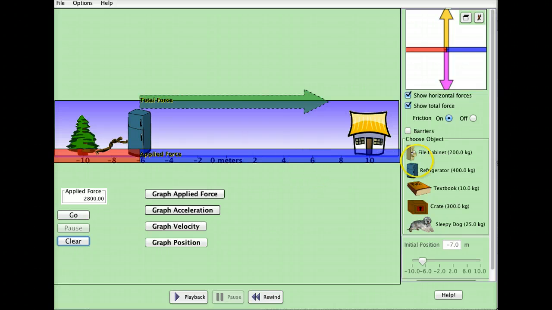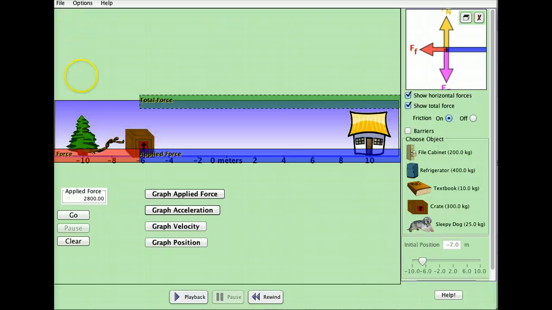We are asked to choose the file cabinet and the crate, but you can see that it takes much more than 200 kilograms or 300 kilograms to get it to move. We ask you to start with 100, but you can go up by 200s if you want, until you find as close as you can reasonably to the force that needs to be applied.